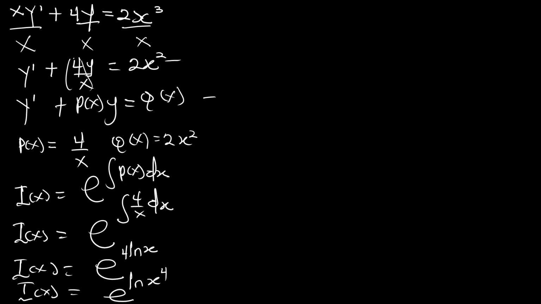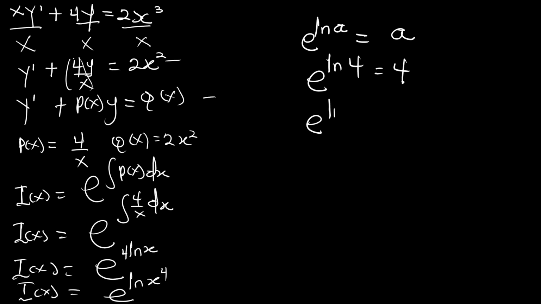Okay, and we also know that when you have e to the power natural log of any function, let's say f, we are going to have f. So e to the power natural log of 4 is going to give us 4, right? e to the power natural log of, let's say, x is going to give us x. e to the power natural log of x to the power 4 is going to give us x to the power 4.